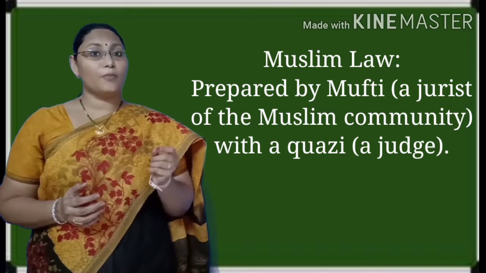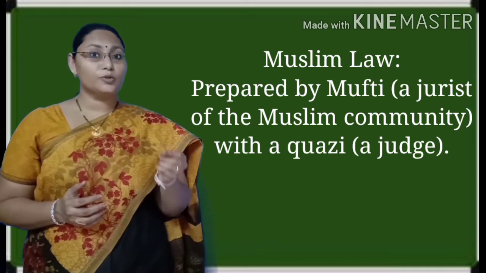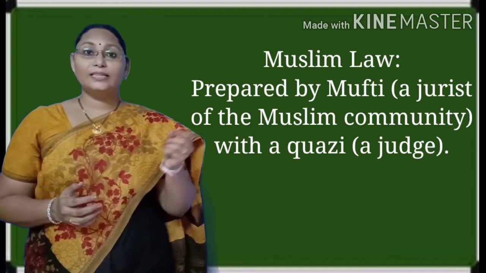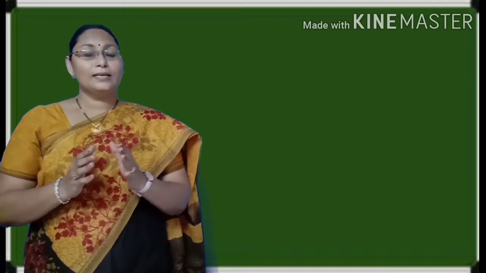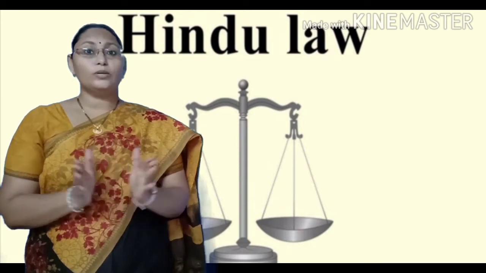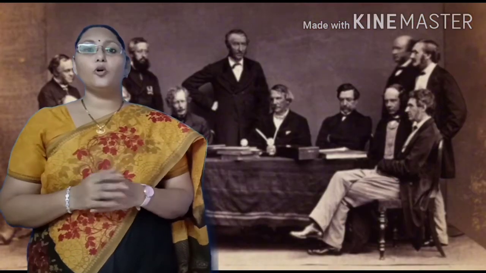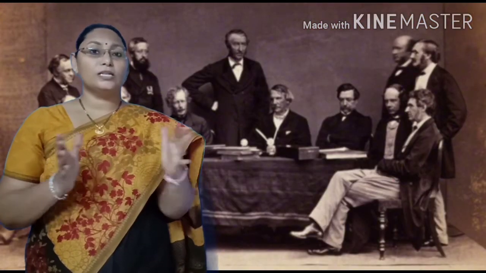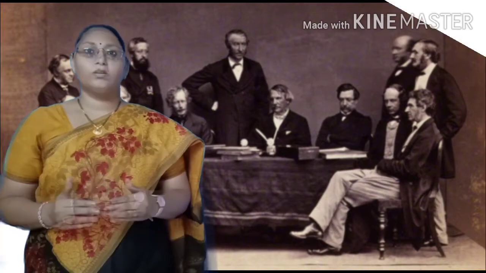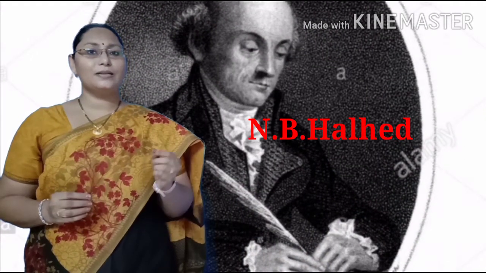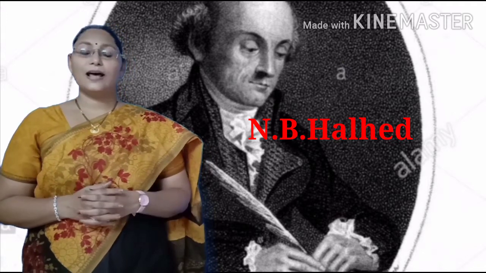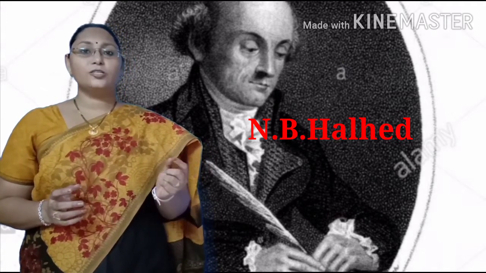which was prepared by the Mufti, meaning the jurist of the Muslim community, and the Qazi, meaning a judge. So the Indian law was divided into two types, Hindu law and Muslim law. The European judges had to take these two types of laws into consideration. For this British administration, a person named N.B. Halhed translated the Hindu laws from Sanskrit to English, which were prepared by 11 Pandits, and the essence of these Hindu laws was taken from the Hindu Dharmasastras.